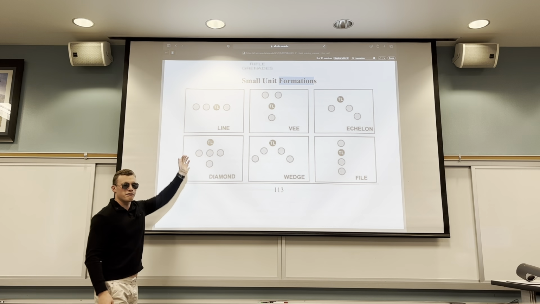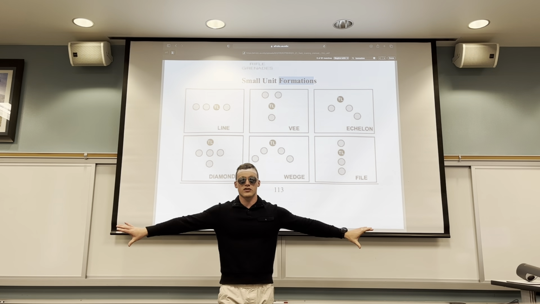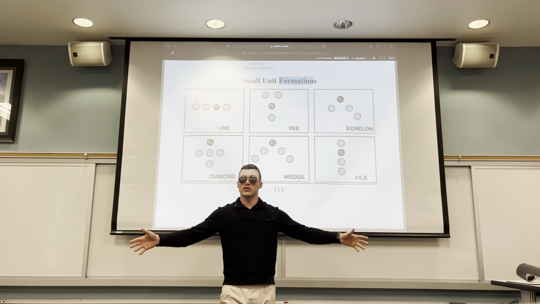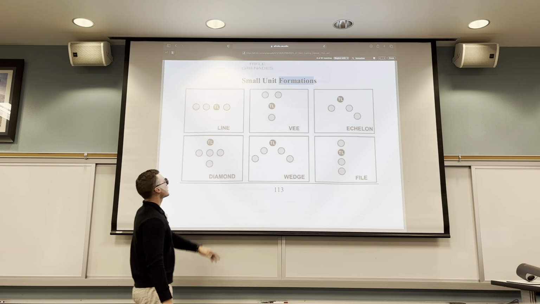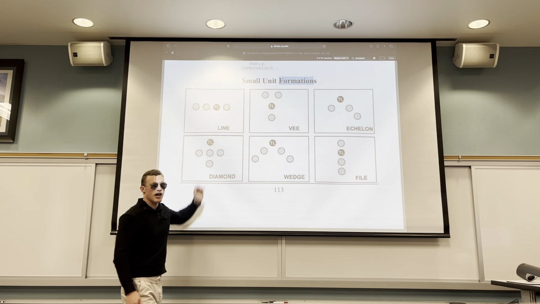The first one is line formation. So if you are in a grass field and you need to cover as much space as you can, then use line formation. The fire team leader will normally be found somewhere in the middle, either on the right side, left side, wherever they're most comfortable.